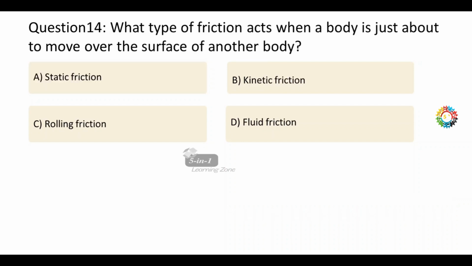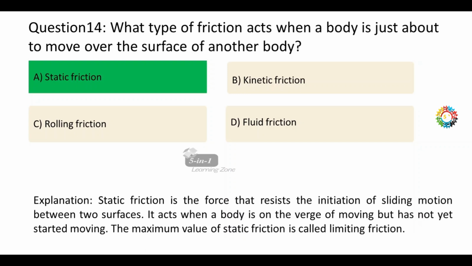Question 14. What type of friction acts when a body is just about to move over the surface of another body? Answer A. Static friction. Explanation. Static friction is the force that resists the initiation of sliding motion between two surfaces. It acts when a body is on the verge of moving but has not yet started moving. The maximum value of static friction is called limiting friction.